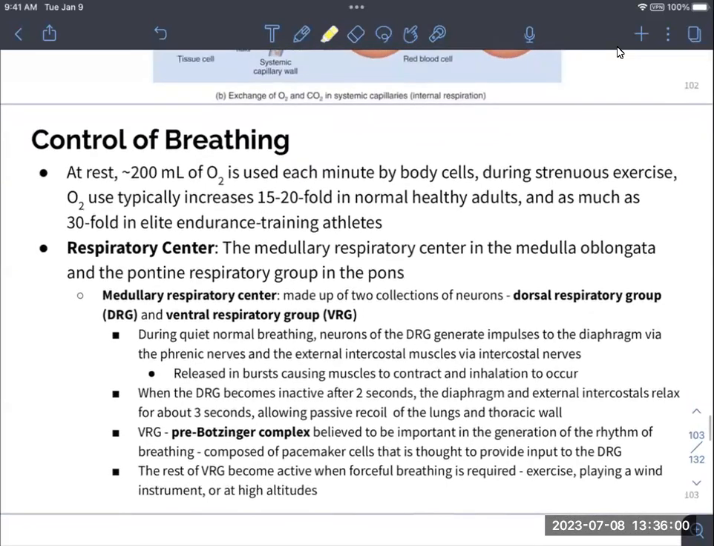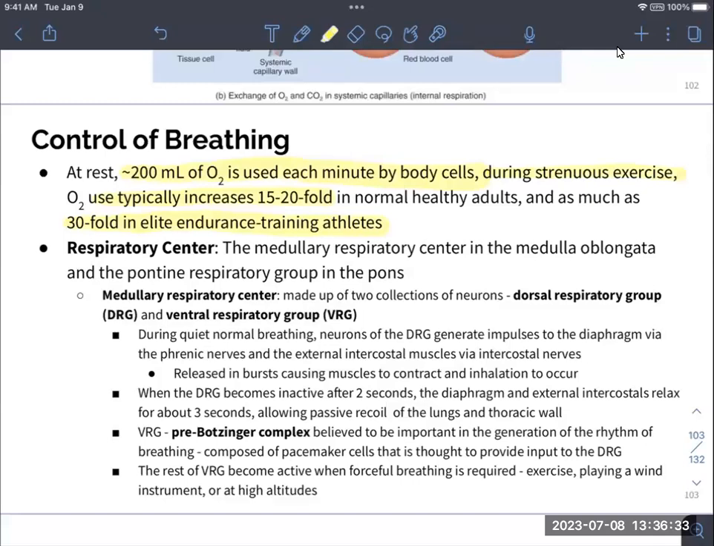So when you're sitting in class, about 200 milliliters of oxygen is used every minute. During strenuous exercise, that can increase by 15 to 20 fold in a normal person, as much as 30 times in an elite endurance athlete.